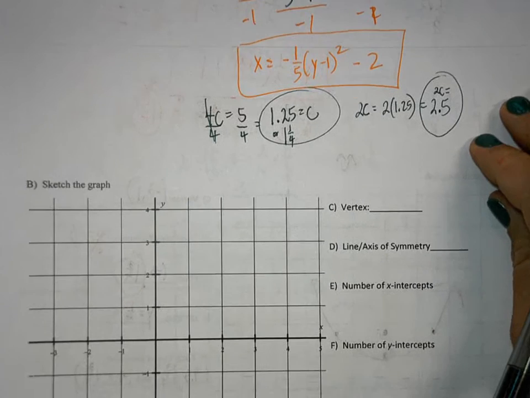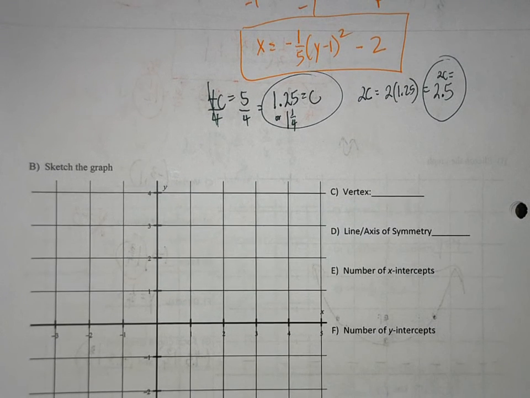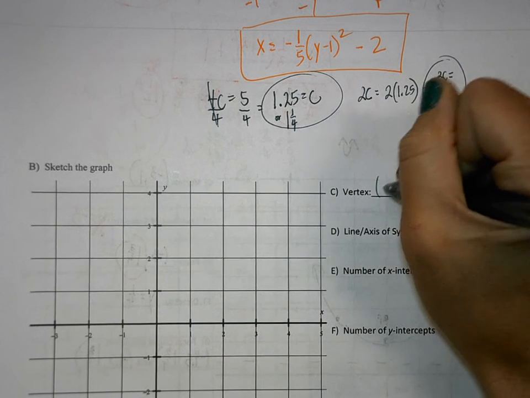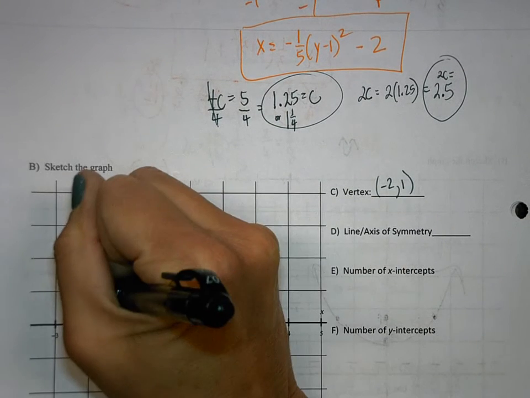Okay, so we have all the information we need now. What is going to be my vertex? -2, 1. Very good. Let's go ahead and plot that. So we're going to go left 2, up 1, make our point.